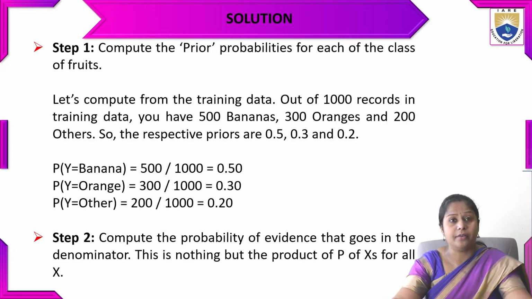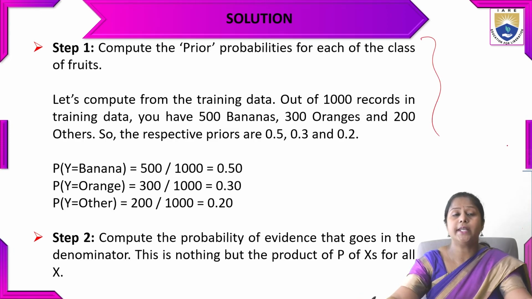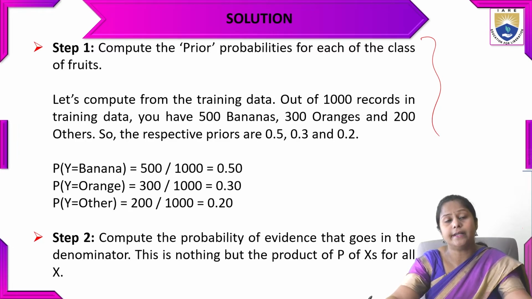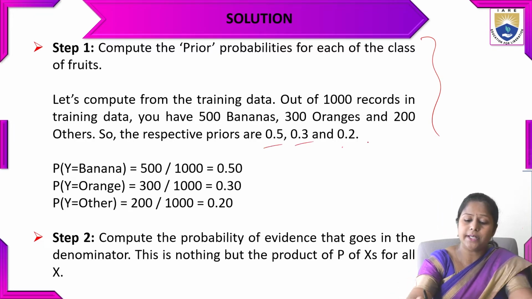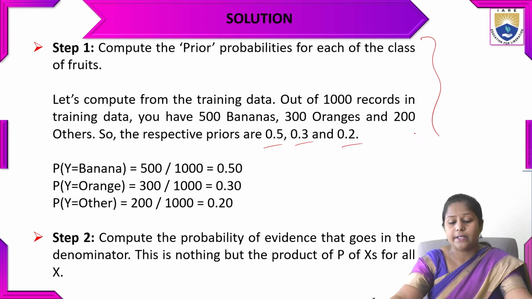In step 1, what is the first step for naive Bayes classification? Compute the prior probability for each of the classes of fruits. So now we have to calculate the prior probability. Let's compute it from the training data. Out of the 1000 records in the training data, we have 500 banana records, 300 orange records and 200 other records. From the aggregated table we can see that the respective priors are 0.5, 0.3 and 0.2.